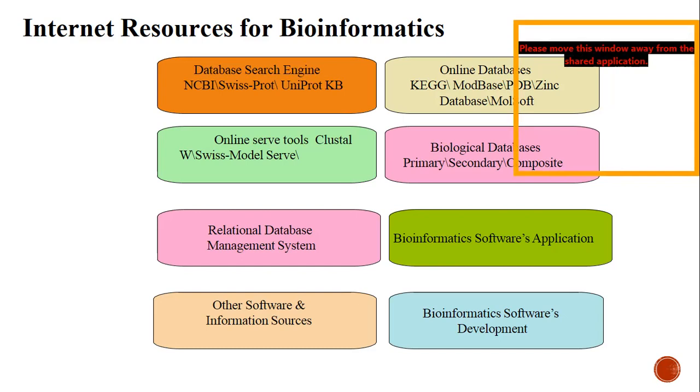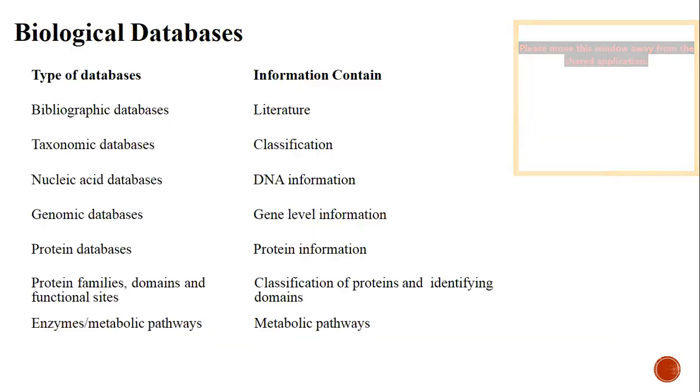We have different types of biological databases that are primary, secondary, composite databases, and bioinformatics software that helps us to solve the biological problems. So these are the resources of bioinformatics. We have biological databases of different types, including bibliographic databases that have published literature information, nucleic acid databases that have the data of nucleic acid and DNA, and taxonomic databases that have the classification of all the available data.